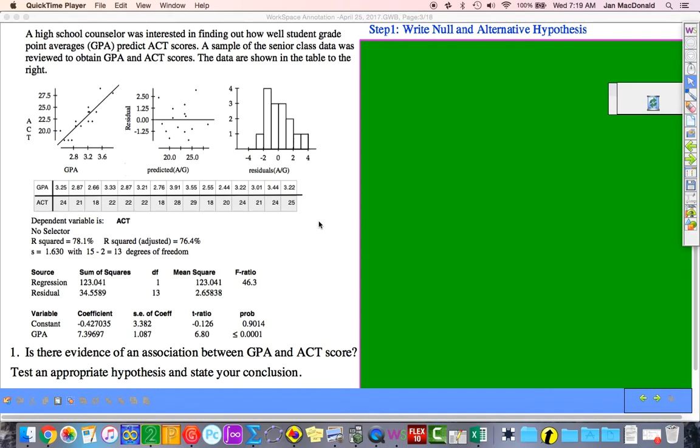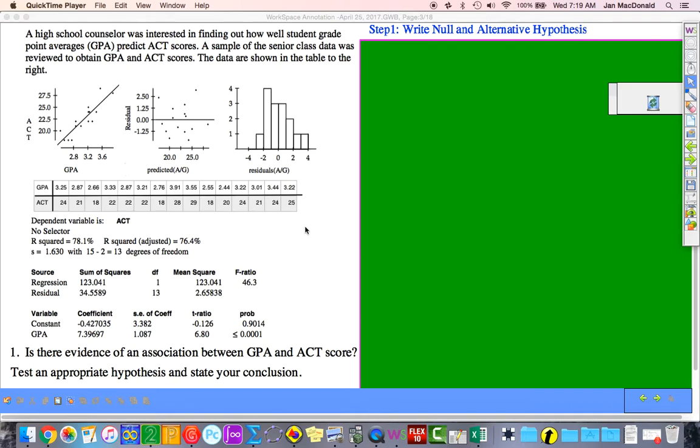Let's take a moment and read the prompt. A high school counselor was interested in finding out how well student grade point averages, GPA, predict ACT scores. A sample of the senior class data was reviewed to obtain GPA and ACT scores. The data are shown in the table below. I know on your worksheet it says at the right, but I didn't have any room, so I put the table right here.